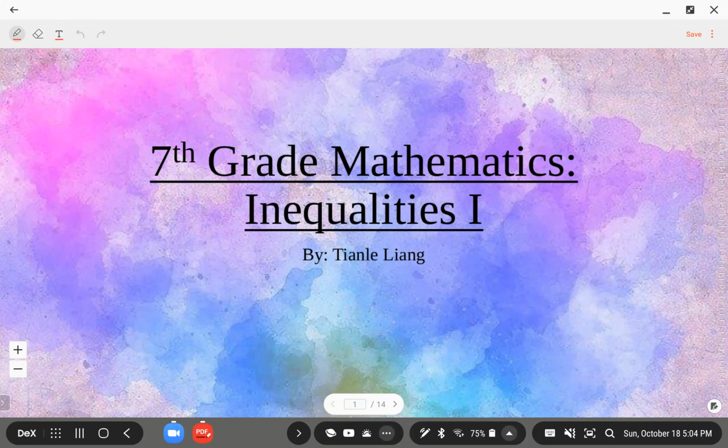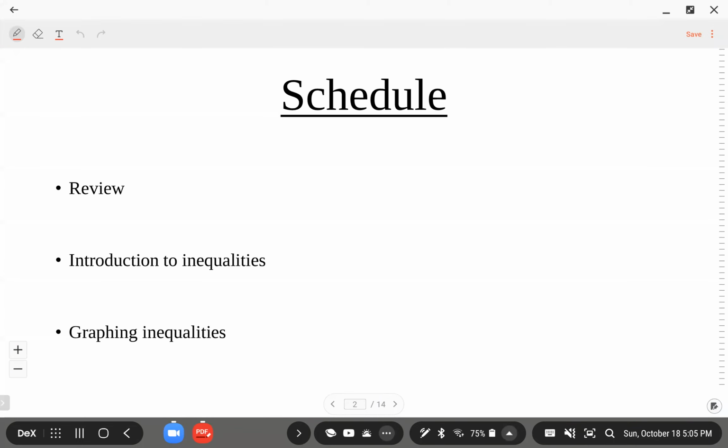You may recall that in our last classes, we talked about systems and linear equations, very basic ones. So now that you have a basis of algebra, it will be easy to learn about inequalities, which is also a section of algebra. So this is our schedule.